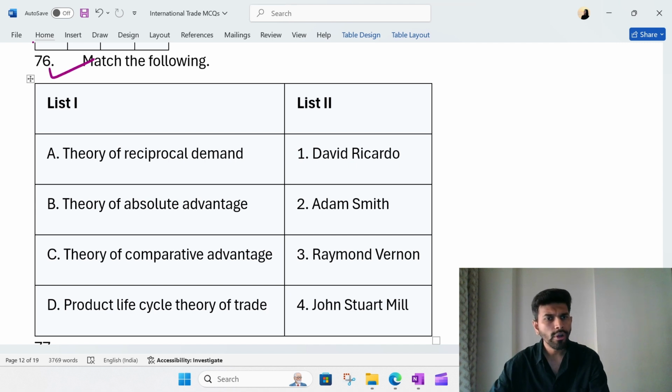Next, match the following. The theory of reciprocal demand was given by John Mill. The theory of absolute advantage was given by Adam Smith. Theory of comparative cost advantage was given by David Ricardo. And product life cycle theory of trade was given by Raymond Vernon. So these are the correct pairs.